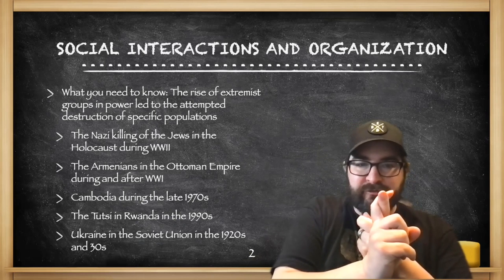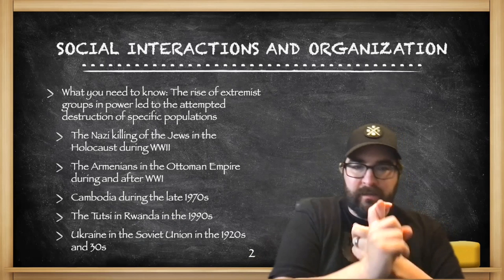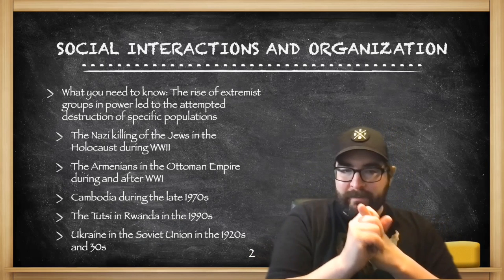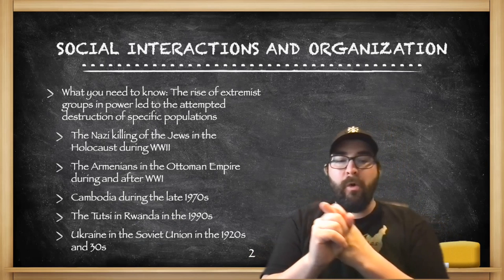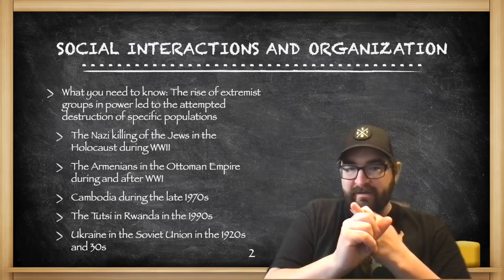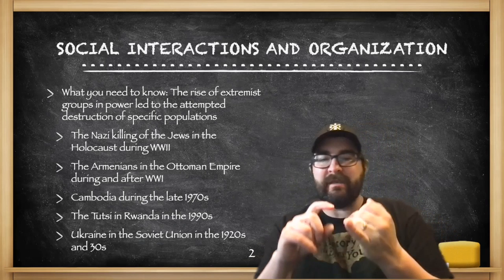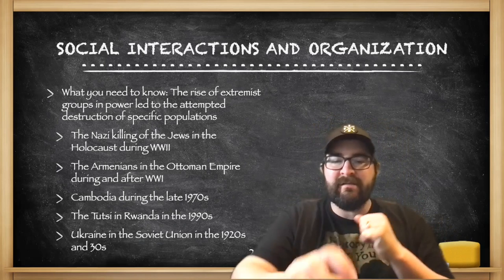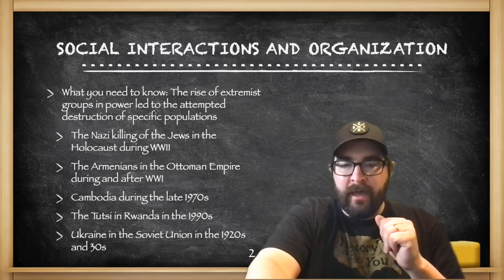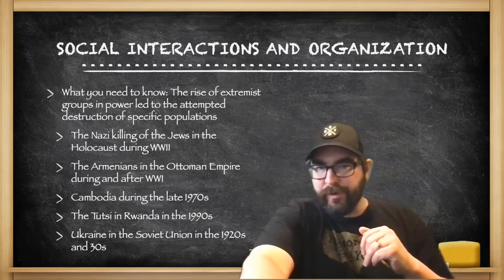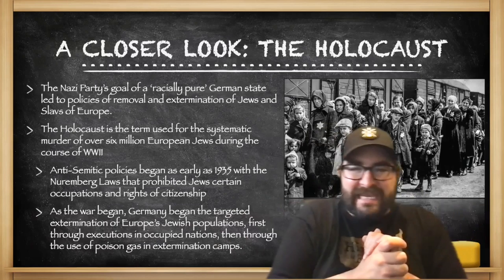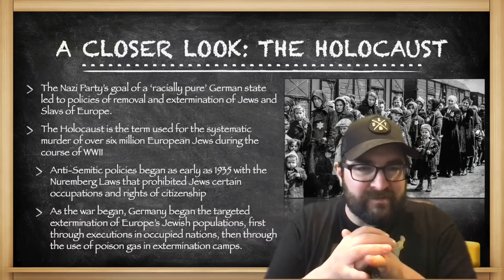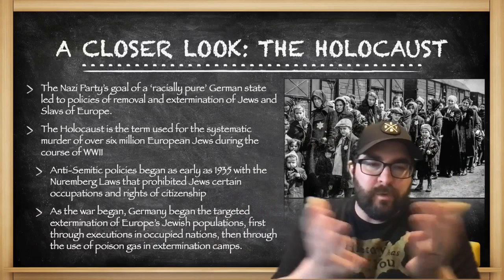The killing of the Jews by the Nazis during the Holocaust in World War II, the Armenian Genocide in the Ottoman Empire during World War I, the Cambodian Genocide in the late 1970s, the Rwandan genocide of the Tutsi population in the 1990s, and the Ukrainian famines in the 1930s. So let's give a closer look to each of these, and we'll note some similarities and differences as we go along. We start with the Holocaust.